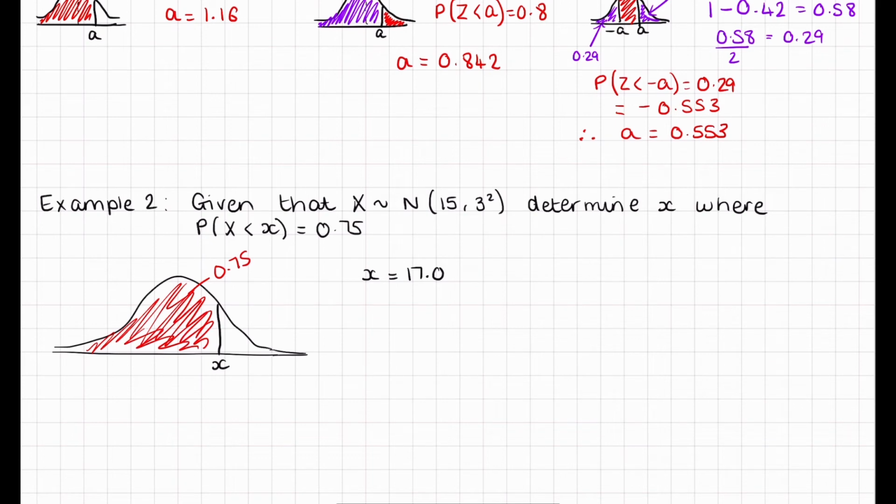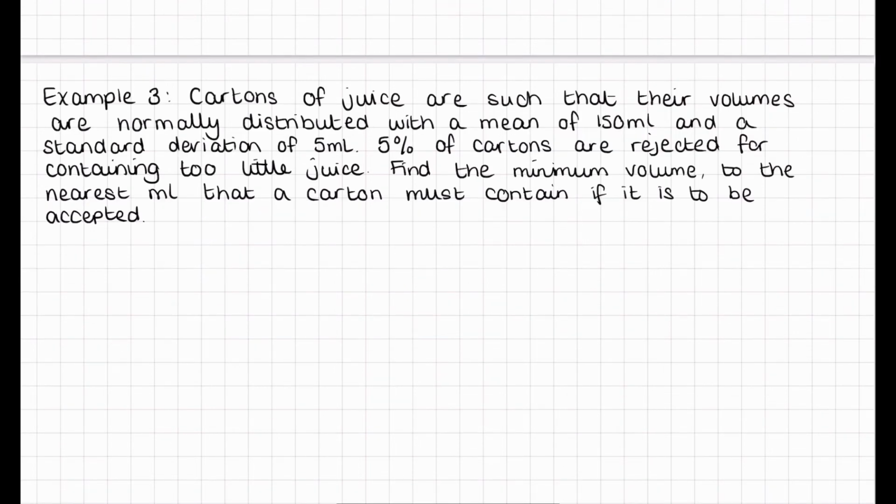With that, you could have standardized it and done the same thing, but there is no need to, so you can just use the inverse normal function. Example 3, cartons of juice are such that their volumes are normally distributed with a mean of 150 ml and a standard deviation of 5 ml. 5% of cartons are rejected for containing too little juice. Find the minimum volume to the nearest ml that a carton must contain if it is to be accepted.